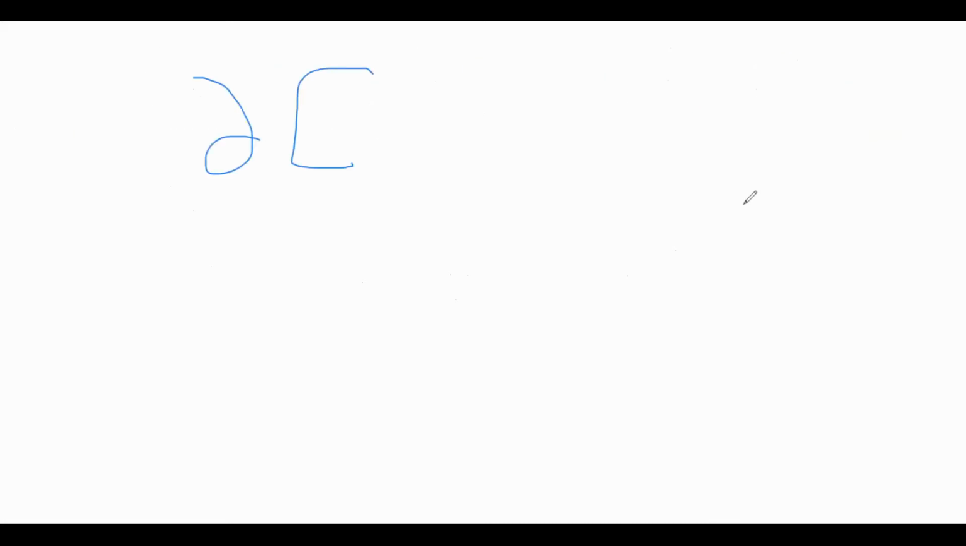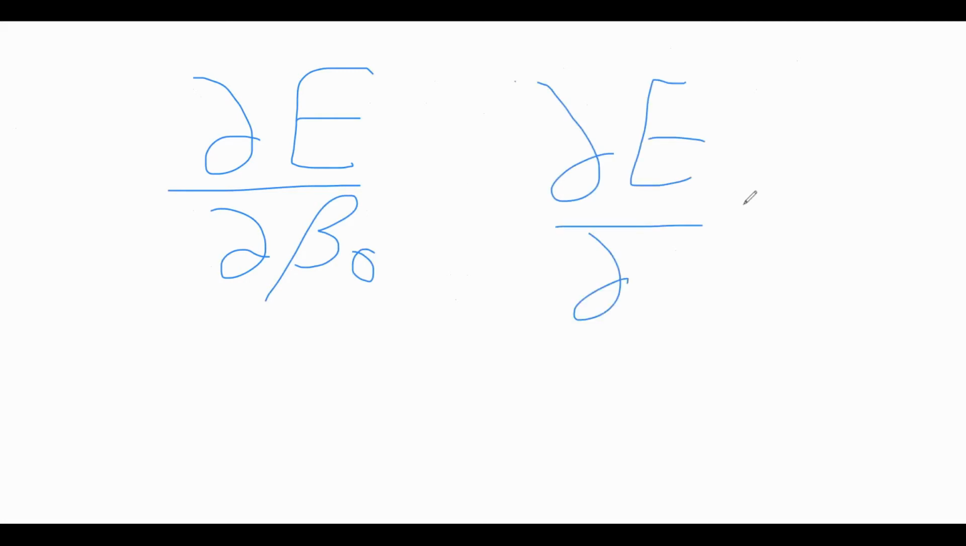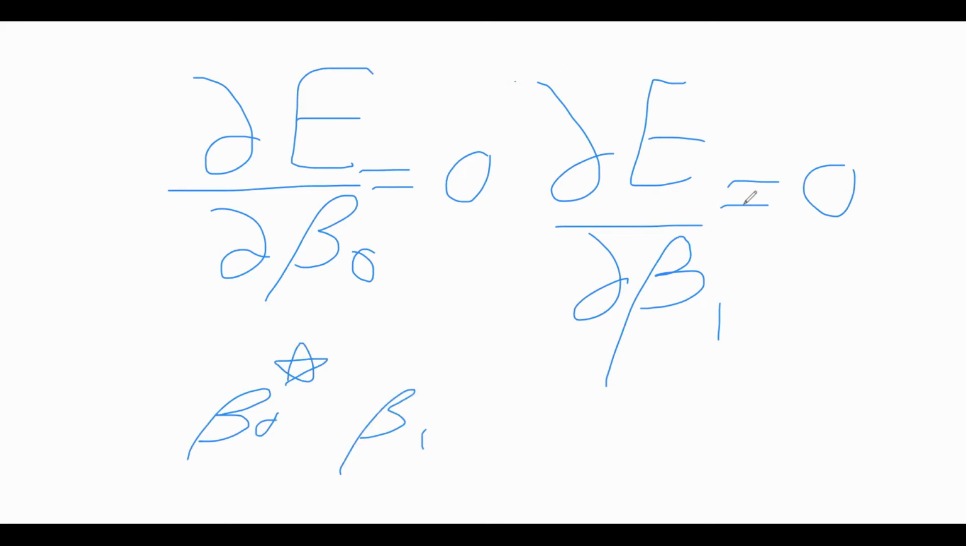Partial error with respect to beta 0. Partial, this is like a derivative when you have more than one variable, equal to 0. Right? And if you do that and you solve the simultaneous equations, you get beta 0 perfect, beta 1 perfect. So do you have to go a little step at a time? You don't, because calculus is so powerful that you don't have to go a little step at a time.